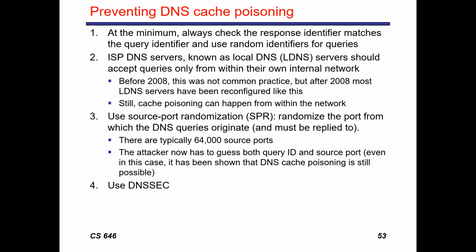So now the attacker has to guess two things. He has to guess the query ID, which is randomized, and he has to guess the source port if you have implemented randomized source ports. So he has to find two things in order to make the poisoning attack successful. However, it does not completely stop the attack.